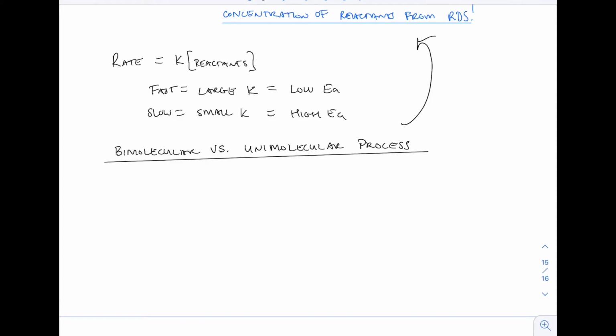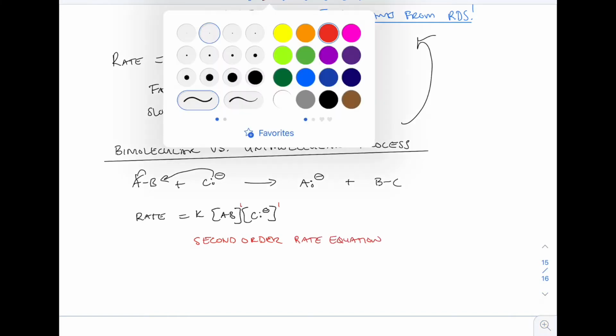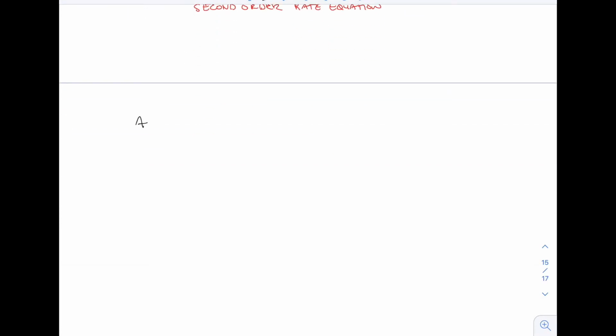So bimolecular versus unimolecular process. Here's an example of a reaction. Now we have AB plus C that attacks, and we form the products, right? And so that rate is equal to k times the concentration of AB and C, because both of those are involved in making the new product, and it's only one step. We can also classify this as a second order rate equation because you add up those exponents, which are 1, and you get 2. So that's second order, okay?